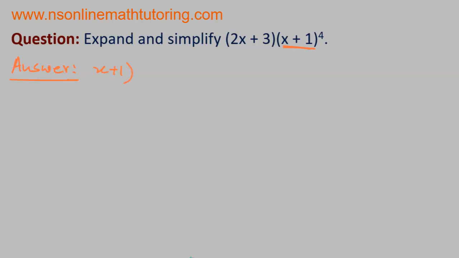X plus 1 whole to the power of 4. Obviously, we will be having 5 terms. So first of all, let us take the Pascal's triangle, and you are seeing when we have a power of 4, in our previous question it was having a power of 6. We have to come to the 4th row or 5th row or 6th row, whatever is the value of n.